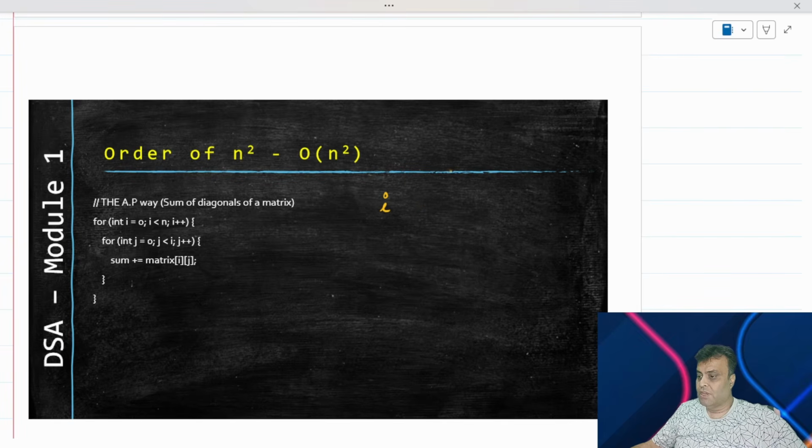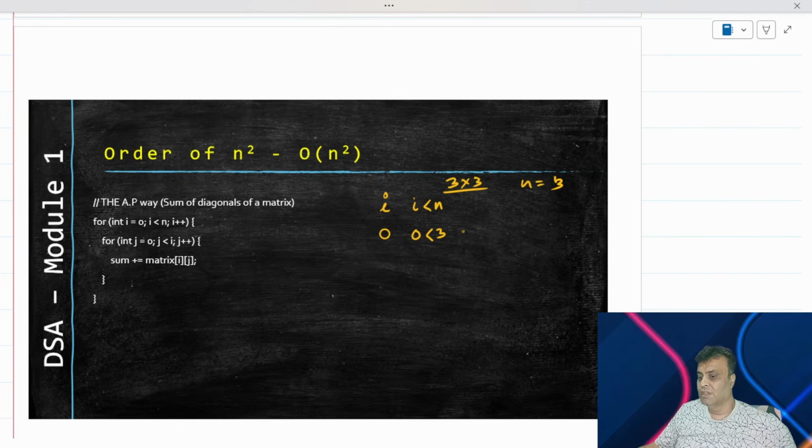And let's say we have taken a 3 by 3 matrix. Right? So we are trying to sum the diagonal elements of a matrix. We have taken a 3 by 3 matrix, and hence your n is equal to 3. The value of I is 0. I is compared with n. Right? So I is compared with 3. So 0 is less than 3 is true.